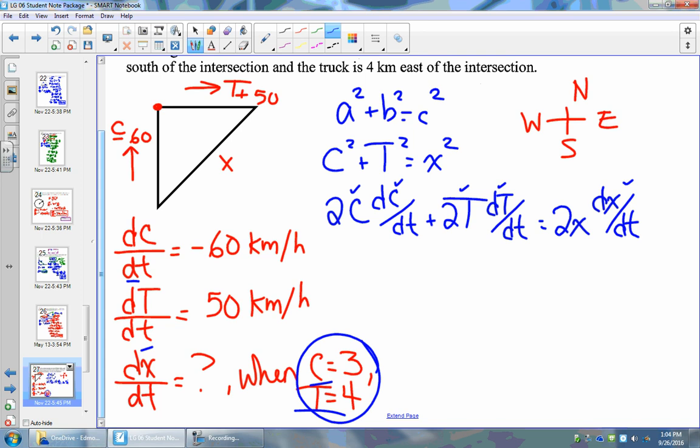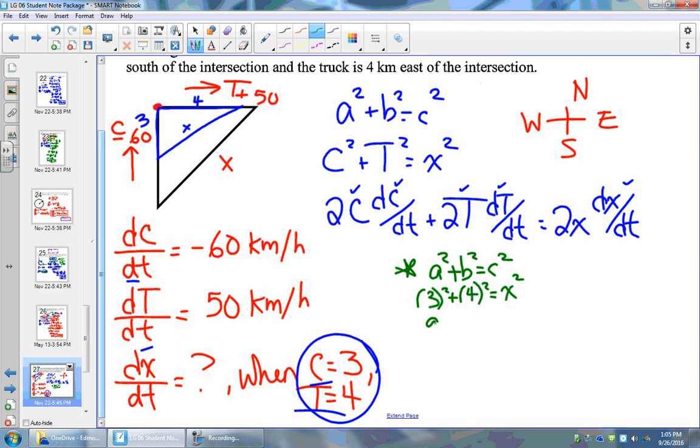So if I exaggerate this a little bit, let's say here, when c is equal to 3 and t is equal to 4, this is the x that we're looking for, right? Well, we can find the x at this given point by using the Pythagorean Theorem with the 3 and the 4, which is really cool. I'm just going to do this in a different color. Okay, so a squared plus b squared equals c squared. I've basically got my 3 squared and my 4 squared, and that's going to be equal to my x squared.